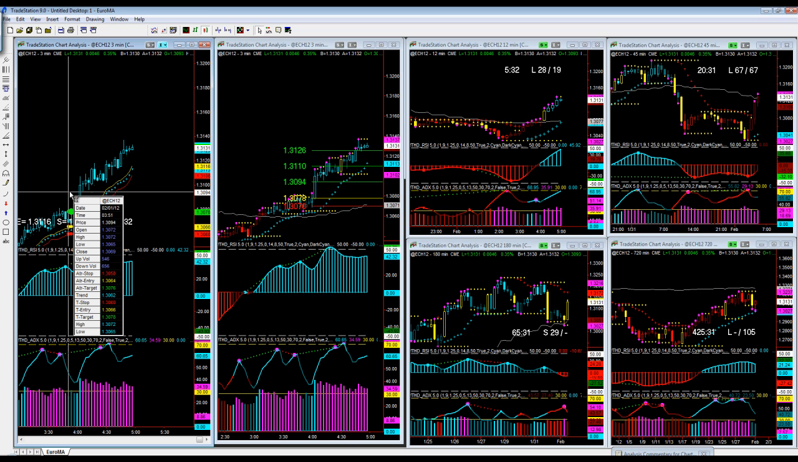Your entry was at 30.64. Your first profit target was at 30.76, and your stop was at 30.60. So basically you had a 4-tick risk. And the first profit target, of course, was at 8 ticks from entry.